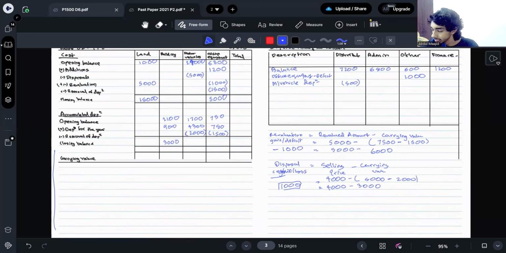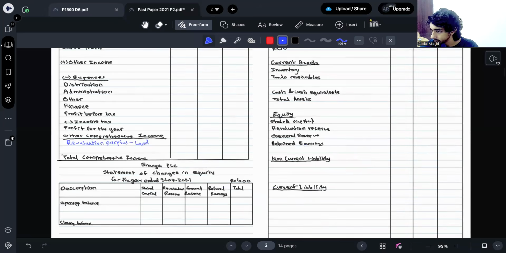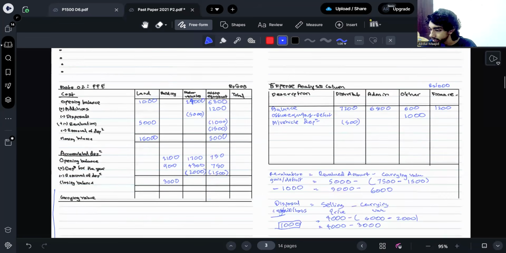So that disposal gain is supposed to go to other income. So you can make a working called other income. Working number 1, other income, disposal gain, 1,000. So on the top of the page, you can say rupees 1,000. Okay. So we are done with that.